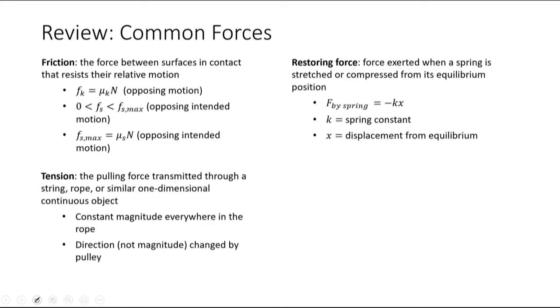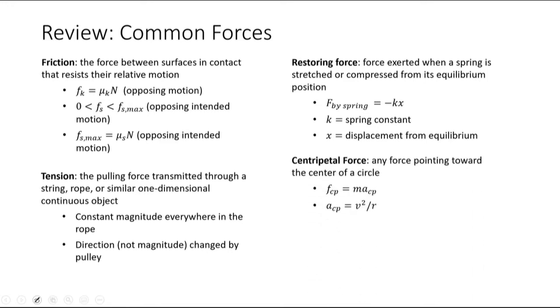Okay, next up we talked about tension. So remember, tension is a pulling force that's transmitted by a rope or a string or something like that, and it has constant magnitude everywhere in the rope or string, and its direction can be changed by a pulley, but its magnitude always remains constant.